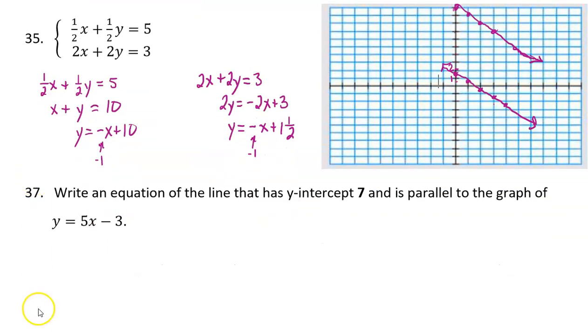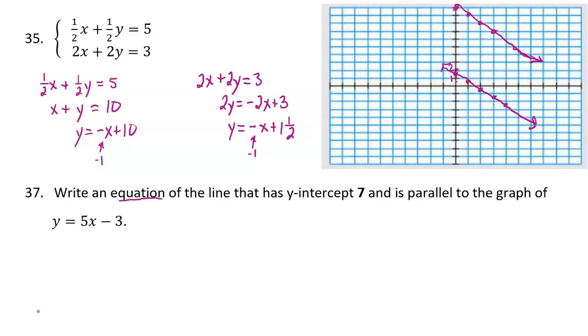Now number 37. This time we're not asked to graph parallel lines, but we're asked to write an equation of a line that is parallel to another line. So what do we know about parallel lines again? What's the key concept? Parallel lines have the same slope, but different y-intercepts.